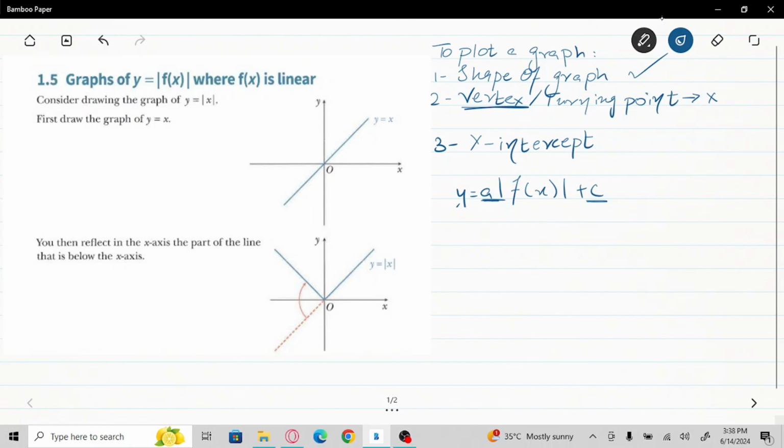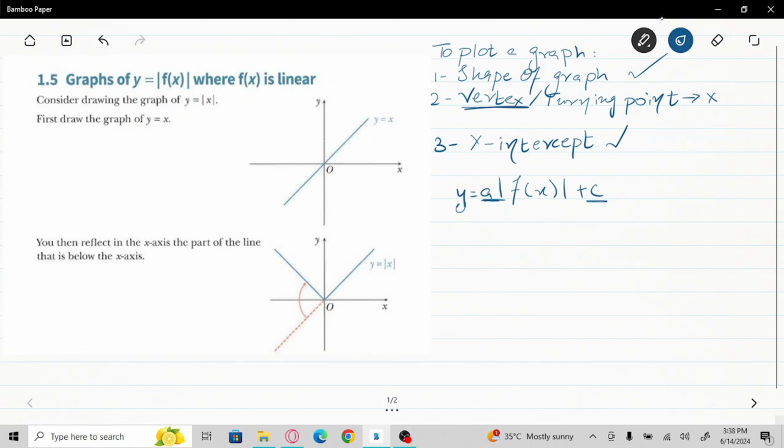First of all, let's discuss the y-intercept. For the y-intercept, you just assume the value of x to be 0. For example, we have this equation, y equals modulus of x. If we want to find the y-intercept of this equation, we just assign the value 0 to x. So we get y equals 0, which is the y-intercept. So 0 is the y-intercept. That's how we find the y-intercept, just by assigning the value of x to be 0.